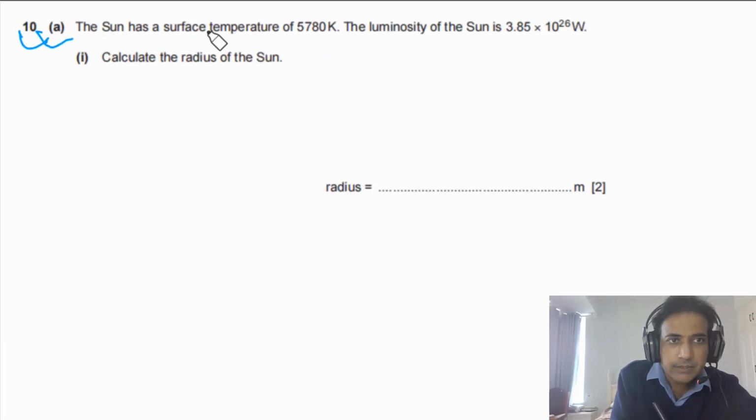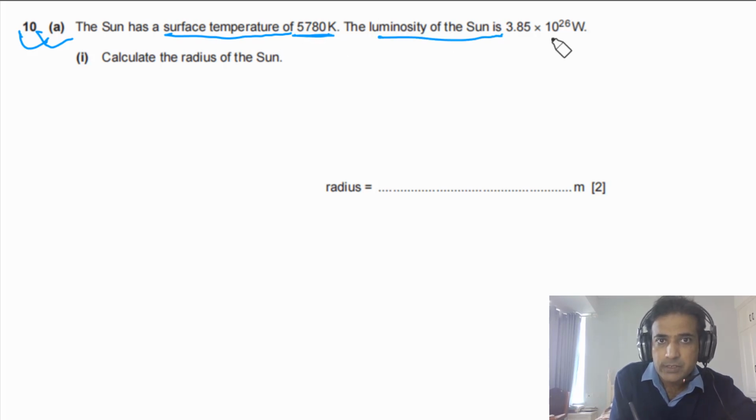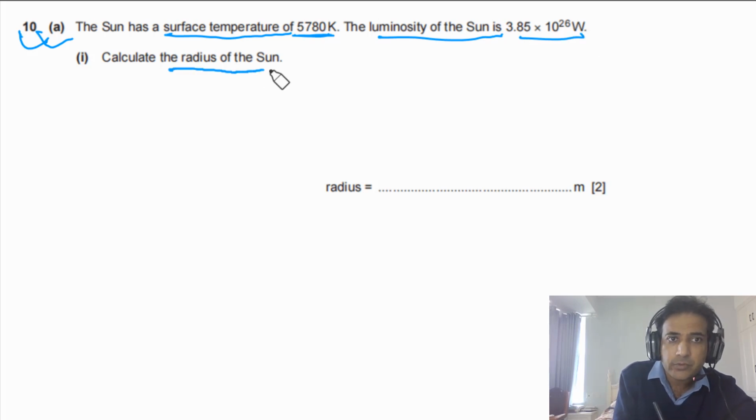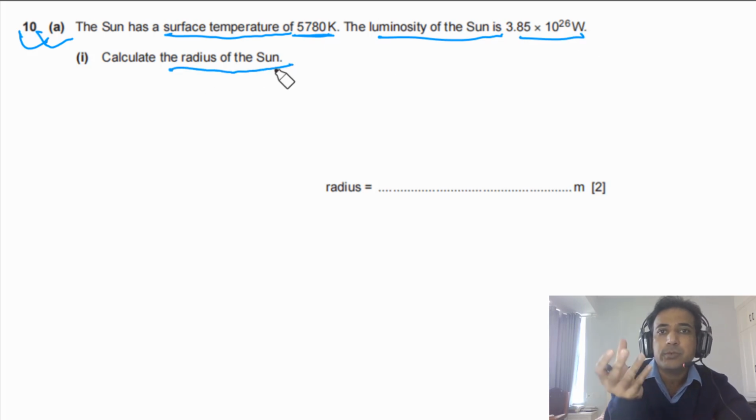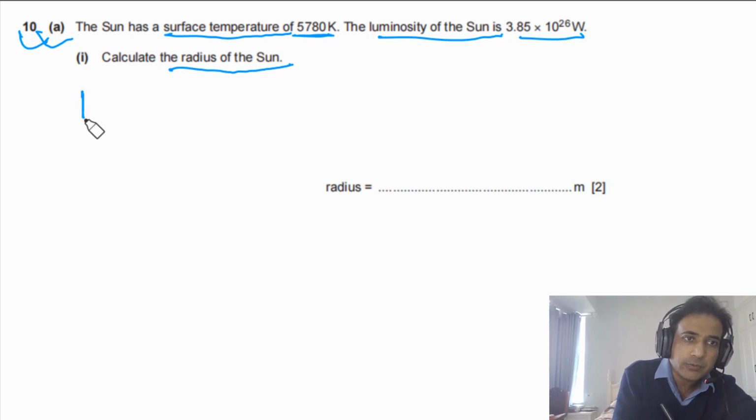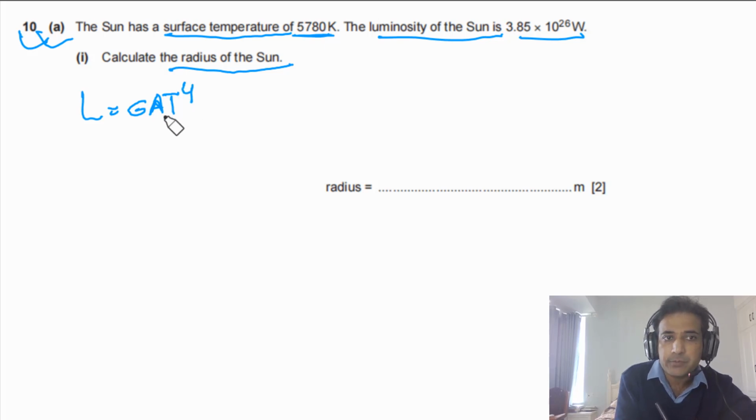Question 10 part A says the sun has a surface temperature of 5780 kelvins. The luminosity of the sun is 3.85 times 10 to the 26 watts. Calculate the radius of the sun. So simply we have to use the Stefan-Boltzmann law. According to the Stefan-Boltzmann law, luminosity is equal to sigma A T to the power of 4, where A is the surface area and T is the absolute temperature. So we need to find the radius.